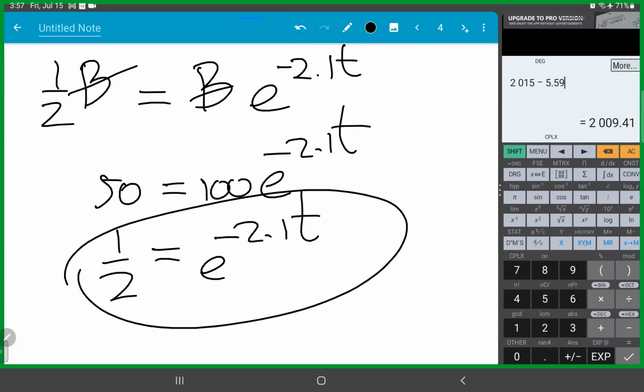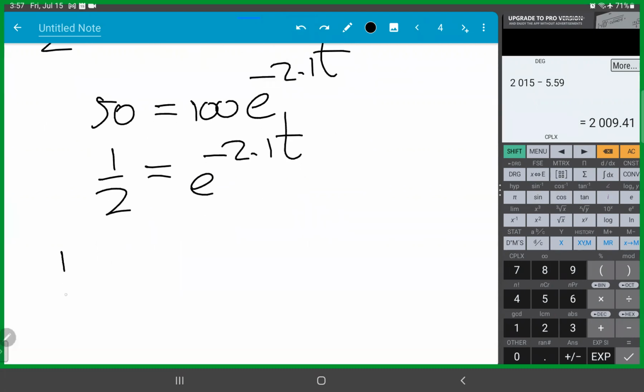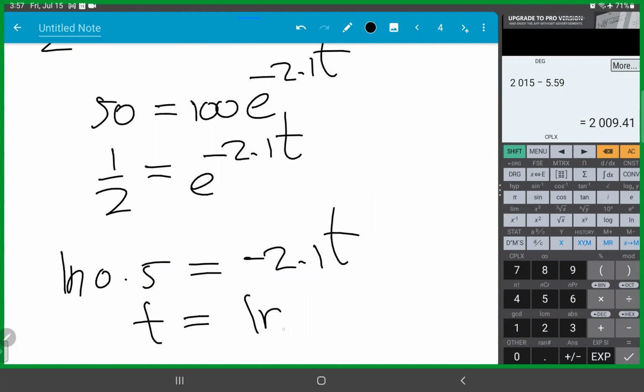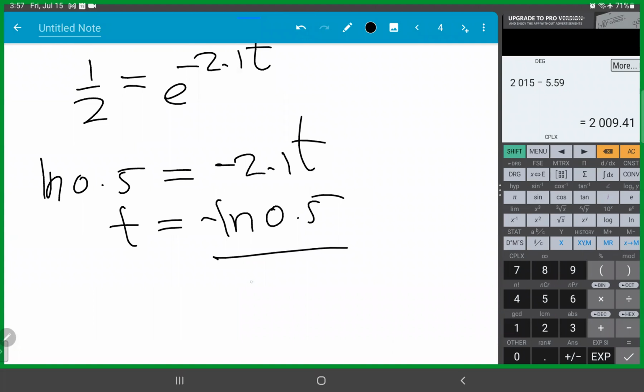1/2 laging left-hand side. So you get the ln of both sides. Then cancel yan, ano? Then yan, you can solve for the half-life as ln 0.5 over 2.1. Sorry.